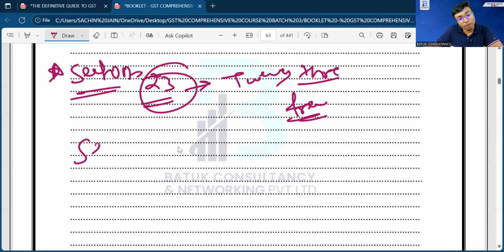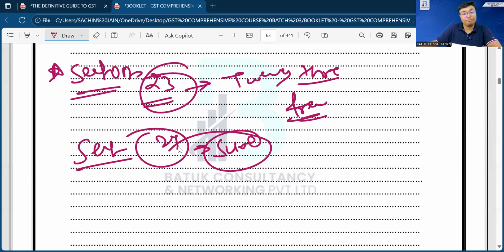Section 24, sure. You have to take the GST registration, whatever your turnover. If you are dealing in interstate supply, if you are a casual taxable person, if you are a non-resident taxable person, if you are a TDS or TCS collector or deductor, in that case you have to take the GST registration. Section 24, sure: the situations in which registration is mandatory.